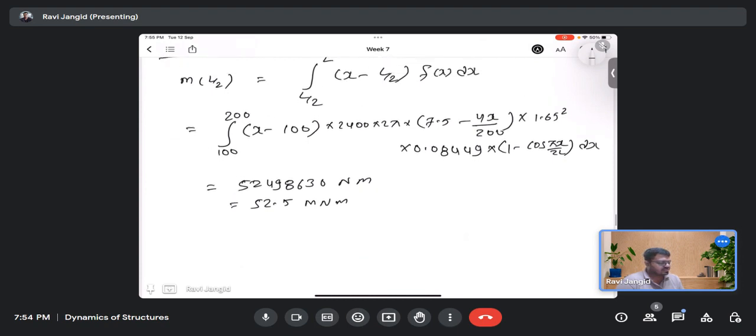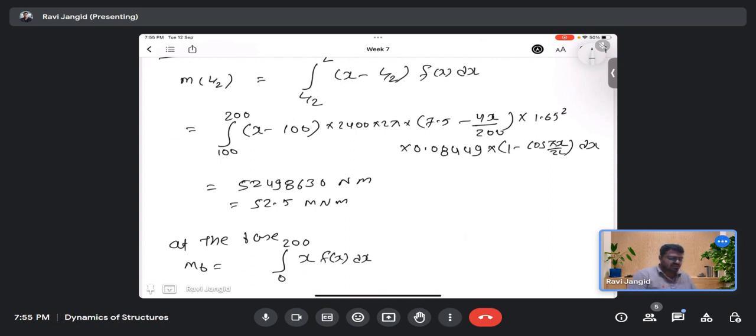Similarly, at the base, MB, you need to do it from 0 to 200, and L by 2 would not be there. Okay, so that is x into fx dx. Finally, you will get 161.5 mega Newton meter.